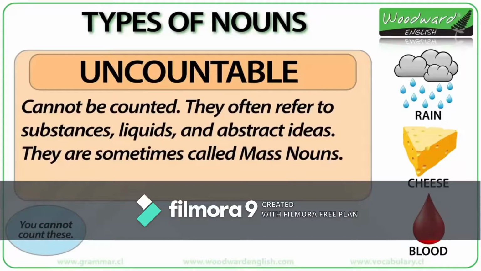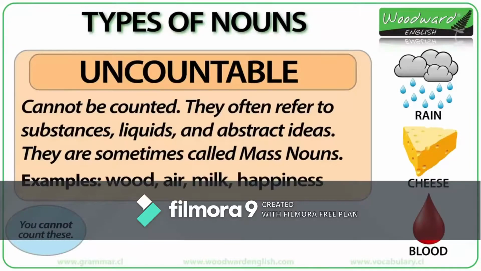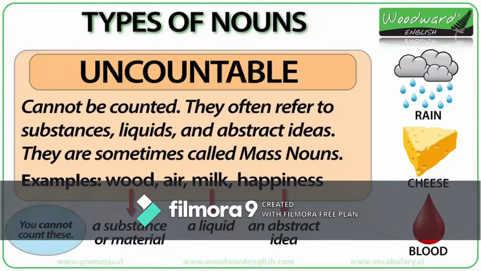Sometimes uncountable nouns are also called mass nouns. Some examples of uncountable nouns are wood, air, milk, and happiness. You cannot count these. Wood is a substance or material. Milk is a liquid. Happiness is an abstract idea. See our video about the difference between countable nouns and uncountable nouns for more details and examples.